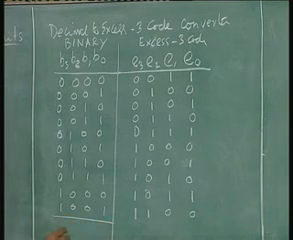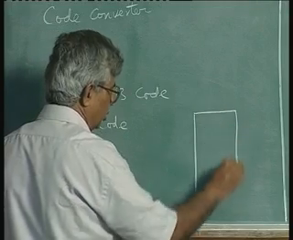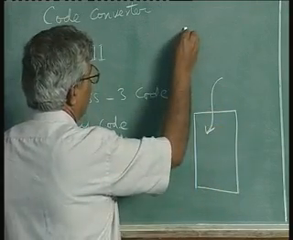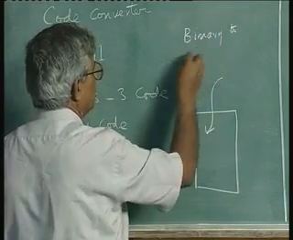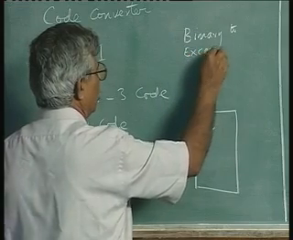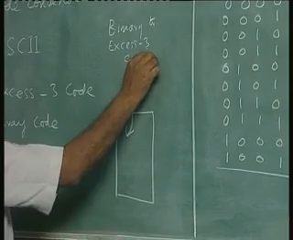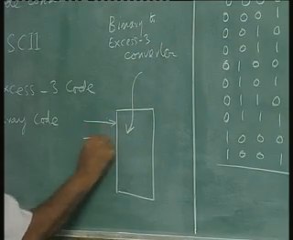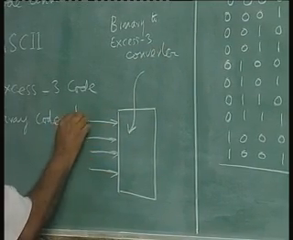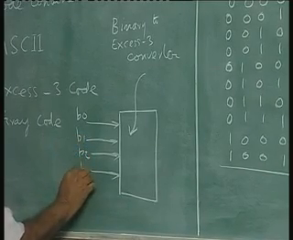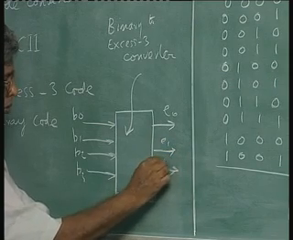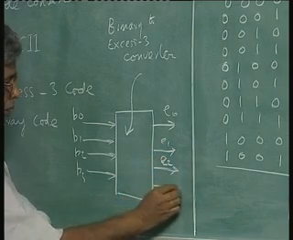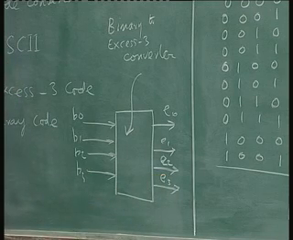So what we are going to design is a binary to XS3 converter, in which I will give B0, B1, B2, B3 as inputs, and get E0, E1, E2, E3 as outputs. Strictly speaking, I should not even call it binary.